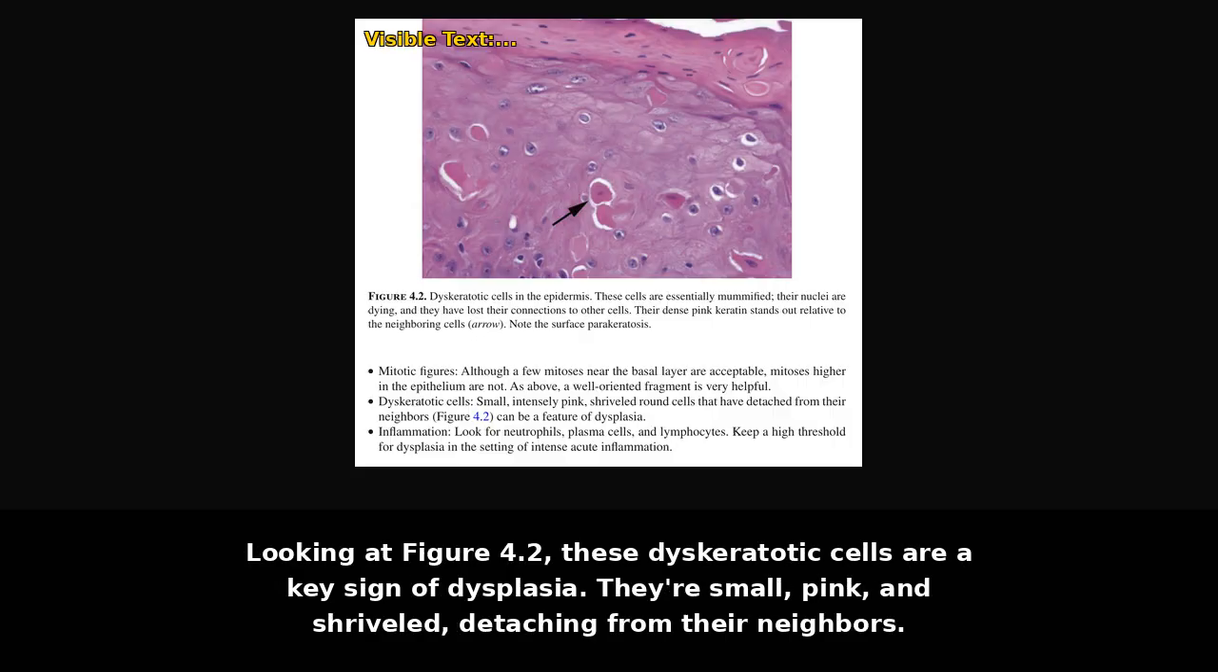These can progress through a spectrum: inflammation, dysplasia, carcinoma in situ, and finally invasive carcinoma. Looking at figure 4.2, these dyskeratotic cells are a key sign of dysplasia. They're small, pink, and shriveled, detaching from their neighbors.